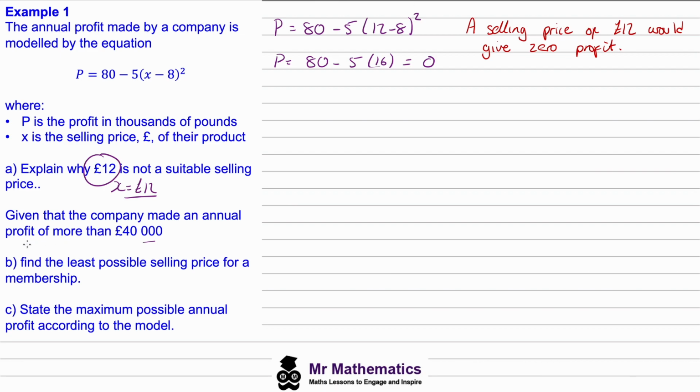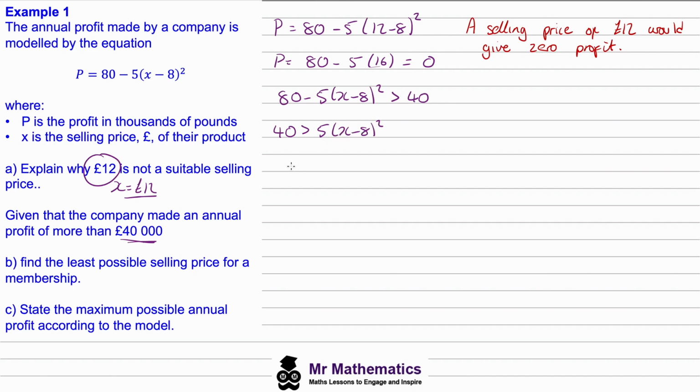Okay, so for part B, given that the company made an annual profit of more than £40,000, find the least possible selling price for a membership. So we're told that the profit is in thousands of pounds for our model. So we'll say 80 minus 5 lots of x minus 8 all squared is going to be greater than 40. And now we need to solve this inequality. So if we move the 5 lots of x minus 8 squared to the right-hand side and the 40 to the left-hand side, then we get 40 must be greater than 5 lots of x minus 8 squared.